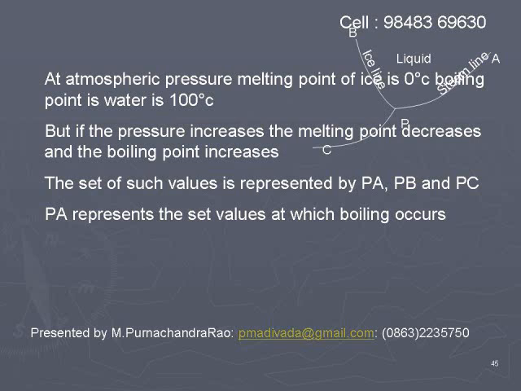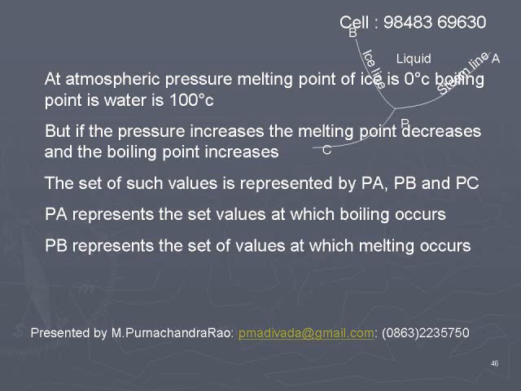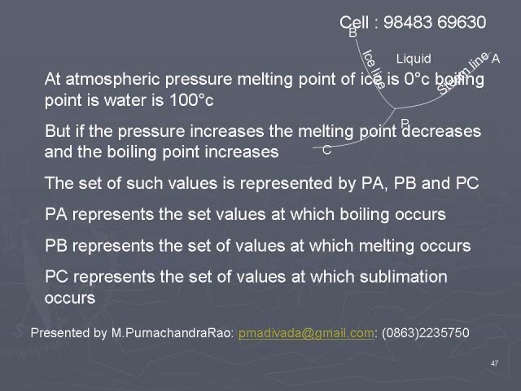So this curve indicates the set of values of pressure and temperature at which boiling takes place. Similarly, PB is ice line, and it indicates the set of values of pressure and temperature at which ice melts into water. Similarly, the curve PC indicates the set of values at which sublimation takes place. That means ice will be directly converted into vapor. So PA, PB and PC represent the values of pressure and temperature at which vaporization, melting and sublimation take place.